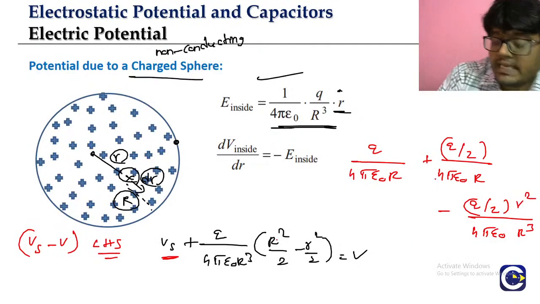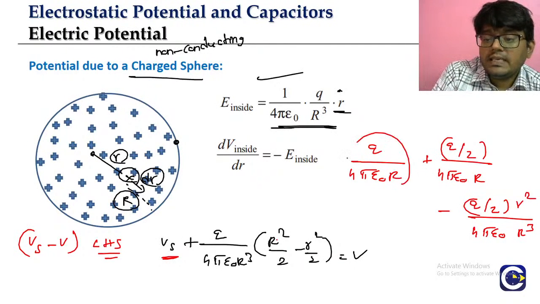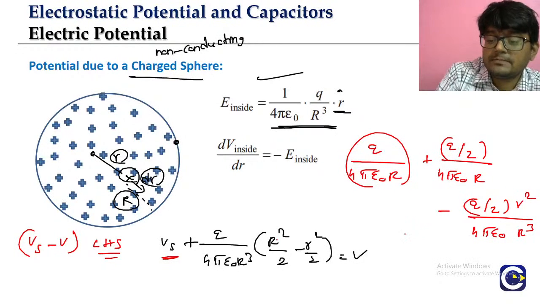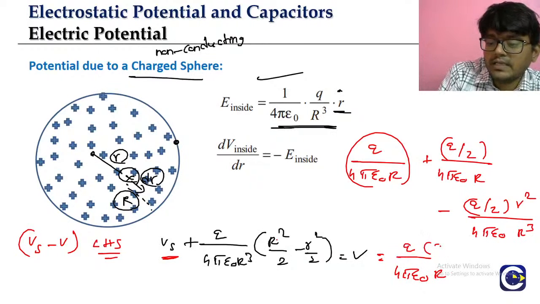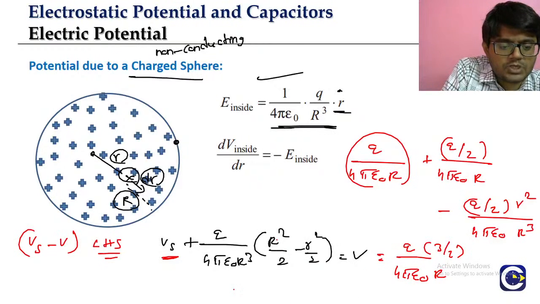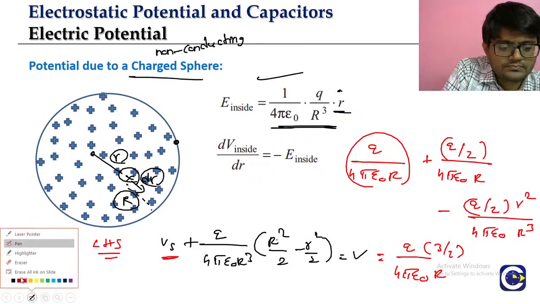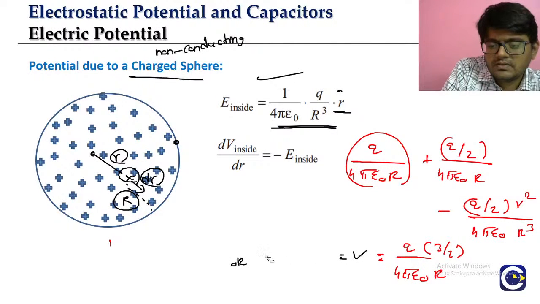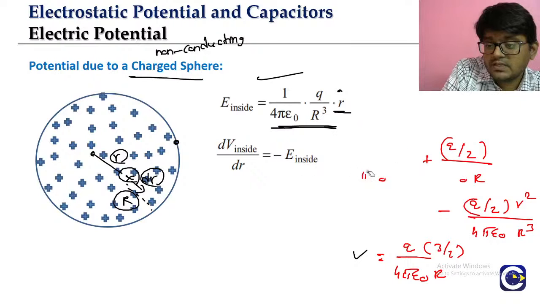Look at what comes here: x plus x by 2, which is 3x by 2. So this is like 3 q by 4 pi epsilon naught into r into 3 by 2. The remaining is minus q by 2 into small r square by 4 pi epsilon naught into capital R cube. So we just have to solve this patiently. We know this will take some time, but if we solve it, we'll get the final answer. So this is our V value.